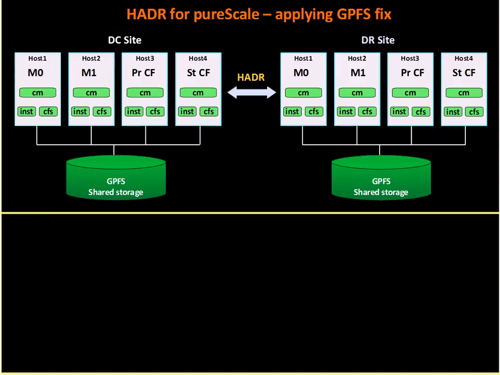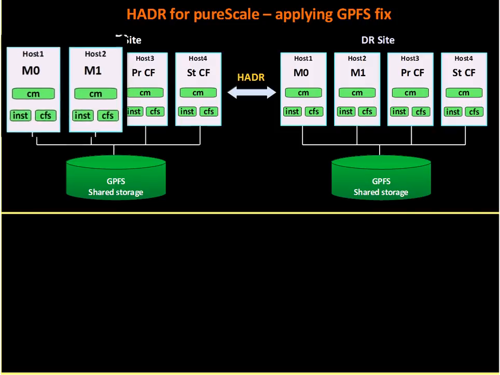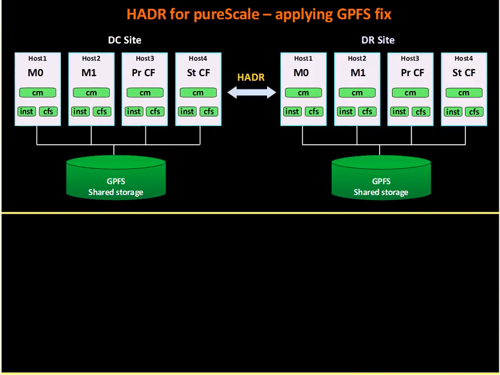In this example, let's assume we have a pureScale setup with 2 member and 2 CF on both DC and DR site. I will show you how to apply GPFS patch in such environment without affecting the availability of DB2.